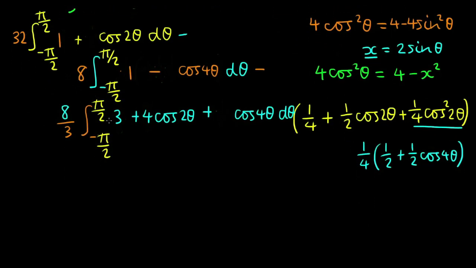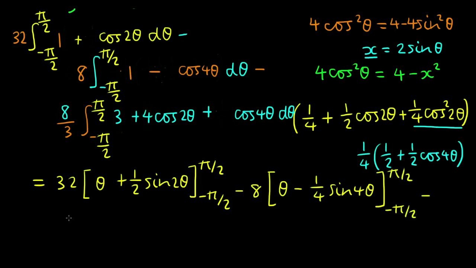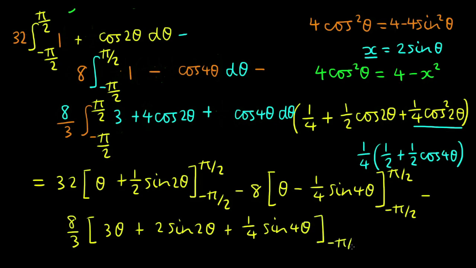And now we can evaluate these three integrals. So we get 32 by theta plus a half sine 2 theta, evaluated at minus pi on 2 and pi on 2, and minus 8 by theta minus 1 on 4 sine 4 theta, evaluated at minus pi on 2 and pi on 2, and minus 8 on 3 by 3 theta plus 4 on 2, which is 2 sine 2 theta, plus 1 on 4 sine 4 theta, evaluated at minus pi on 2 and pi on 2.